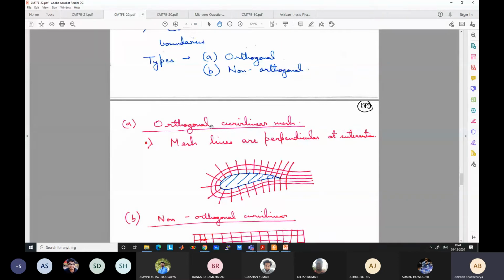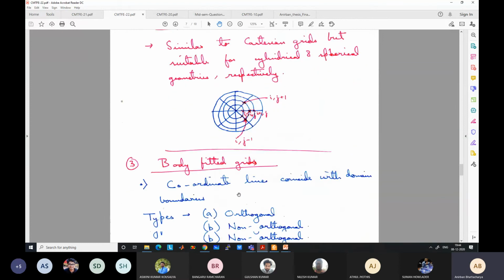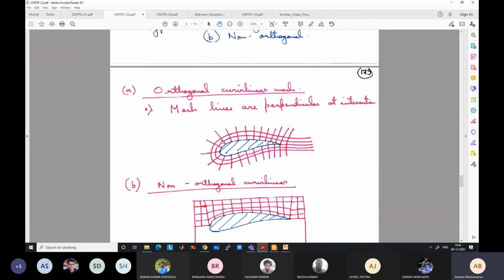This is known as orthogonal curvilinear mesh, and it will give you the most accurate type of results for this type of geometry. You cannot use this because this will give you inaccurate results. Here all the calculations will be very accurate because you have grids which are actually coinciding with the actual geometry, and you will define all the equations.